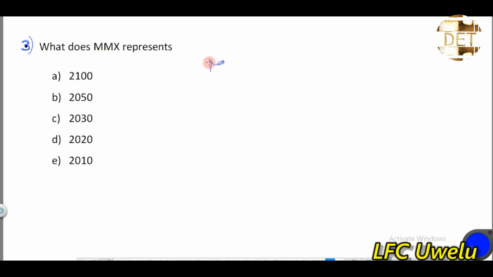So we have MMX, right? So my M in Roman numerals means 1000. It represents 1000. So I have another M there. M in Roman numerals is equivalent to 1000. And then I have X. X in Roman numerals is equal to 10.